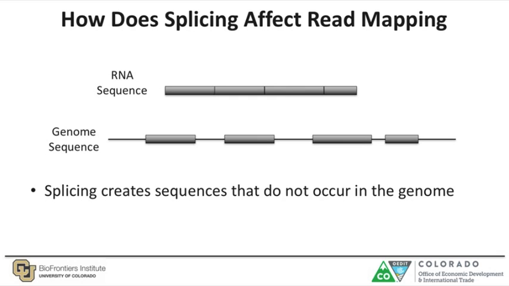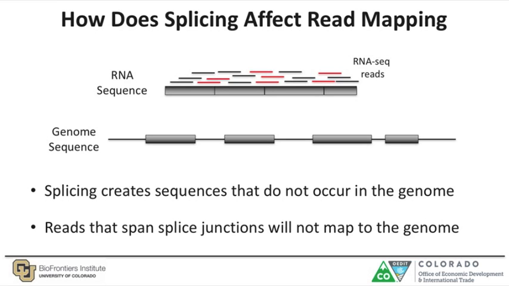How does splicing affect read mapping? RNA splicing creates sequences of RNA and thus cDNA that do not exist in the reference genome. When we fragment our RNA to make a sequencing library, any fragments that span a splice junction will not map to the reference genome using traditional read aligners. Instead, we must use tools that take splicing into consideration, such as the program known as TopHat.